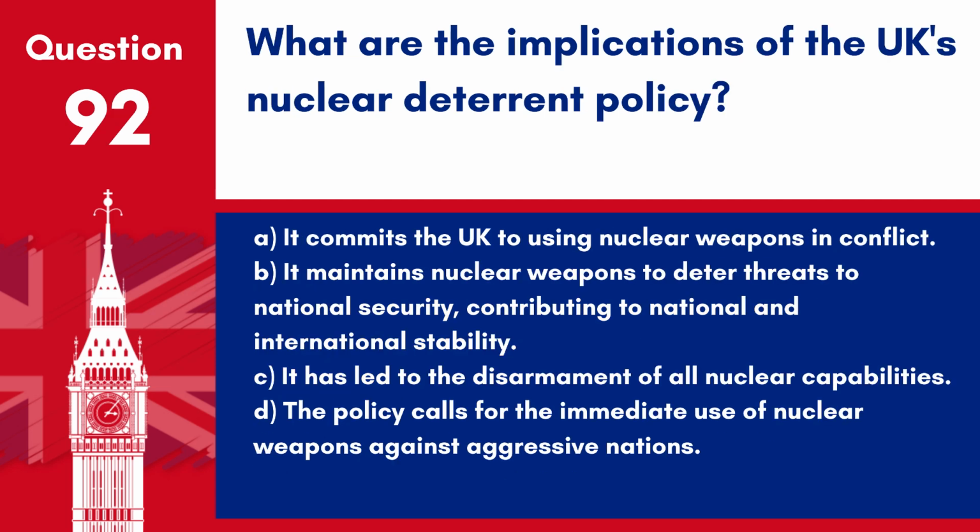Question 92. What are the implications of the UK's nuclear deterrent policy? A. It commits the UK to using nuclear weapons in conflict. B. It maintains nuclear weapons to deter threats to national security, contributing to national and international stability. C. It has led to the disarmament of all nuclear capabilities. D. The policy calls for the immediate use of nuclear weapons against aggressive nations.